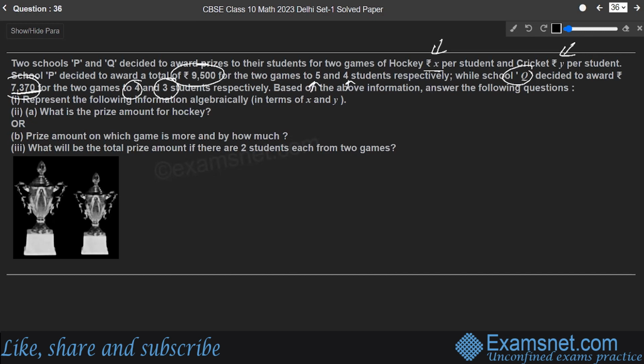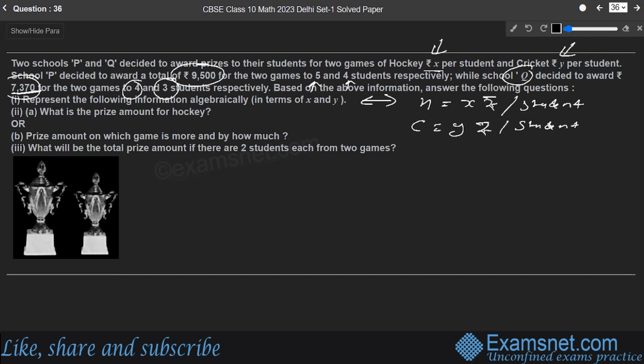So we have to solve some questions based on that. The first thing: represent the following information algebraically in terms of x and y. As you know, the prize for hockey is x rupees for each student, and the prize for cricket is y rupees for each student. This is the information given.